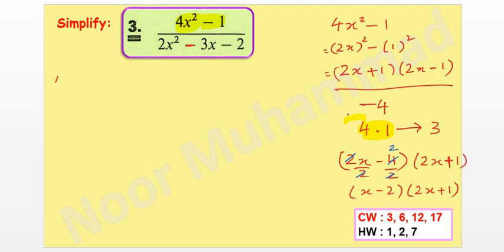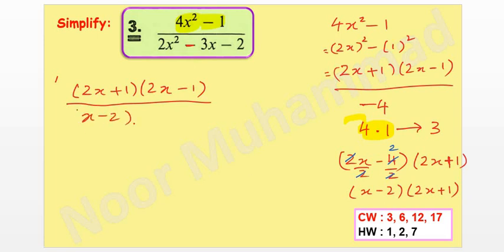We got these factors. Now let's replace the factors here. The numerator will be replaced by 2x plus 1 into 2x minus 1, and the denominator will be replaced by x minus 2 into the second factor, 2x plus 1. Now let's see what we can cancel. So we can cancel this whole factor with this one, and finally our answer will be 2x minus 1 in the numerator, right, and x minus 2 in the denominator.